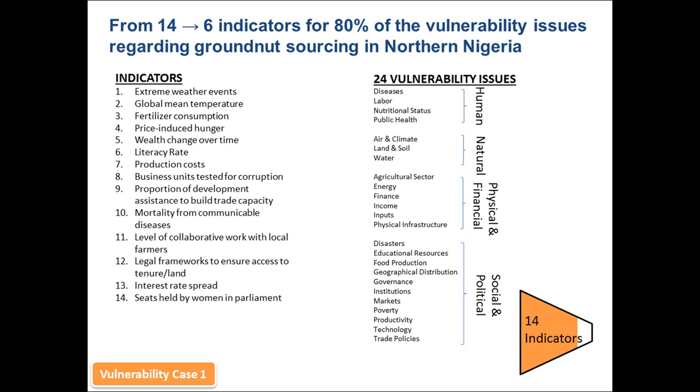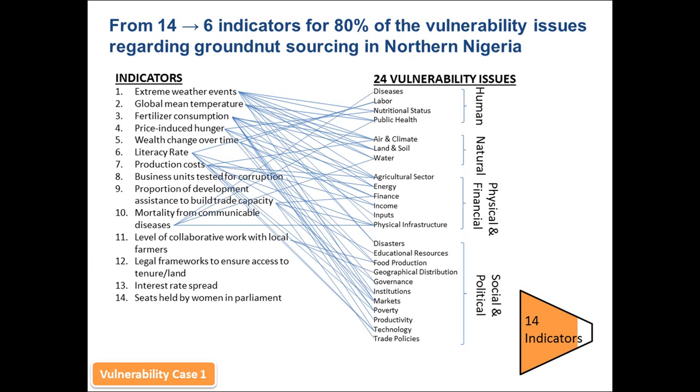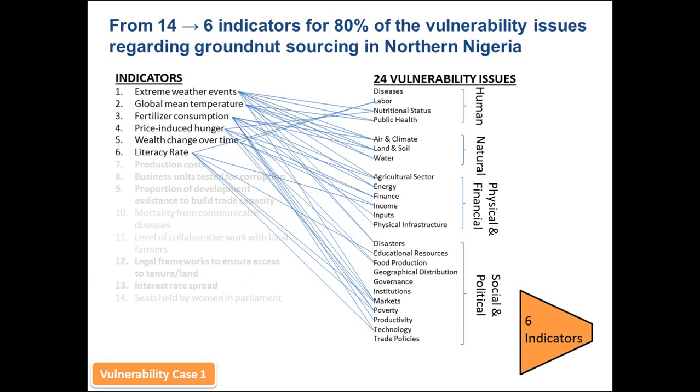We start with the list of 14 from which we derived vulnerability case 1, and we look at the network of issues and indicators. And we actually don't need to rerun the tool here, but we just need to use the network to find the smallest number of indicators needed to represent at least 80% of the issues. So by eliminating those with the fewest links, we find that actually only 6 are necessary to provide information about 80% of the issues and their components.